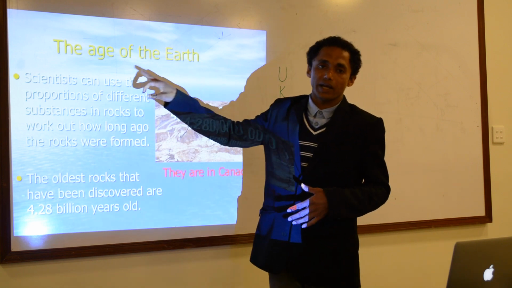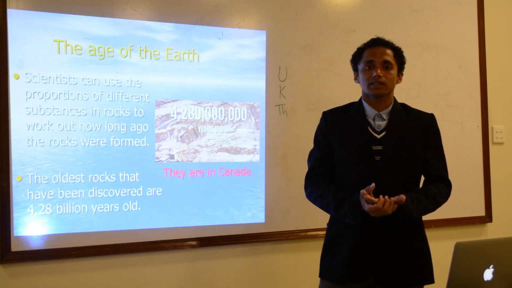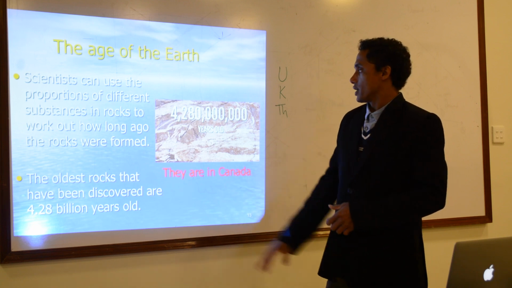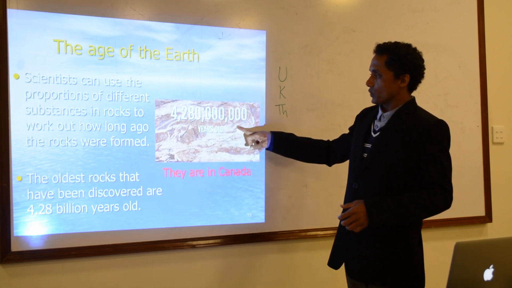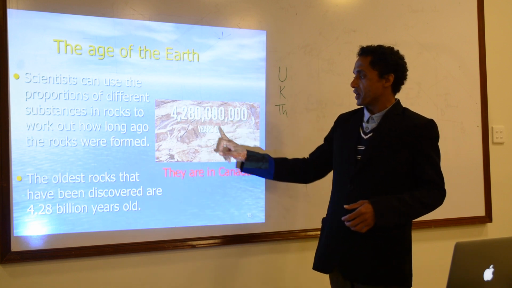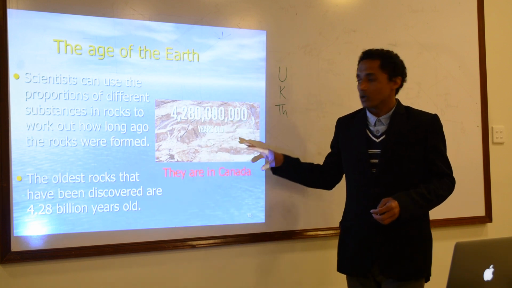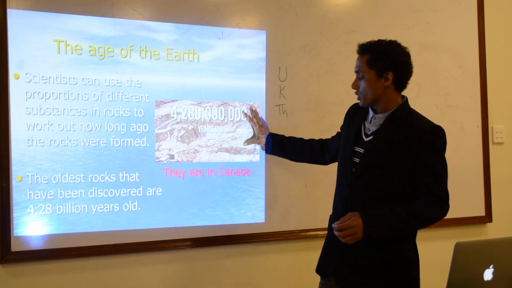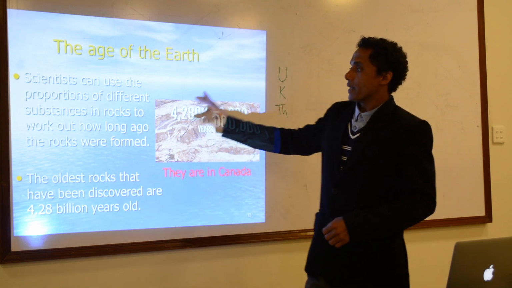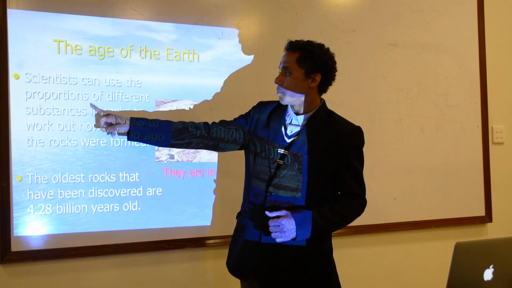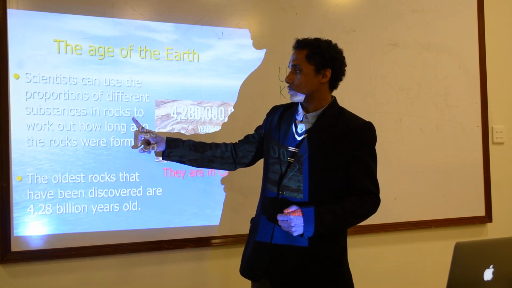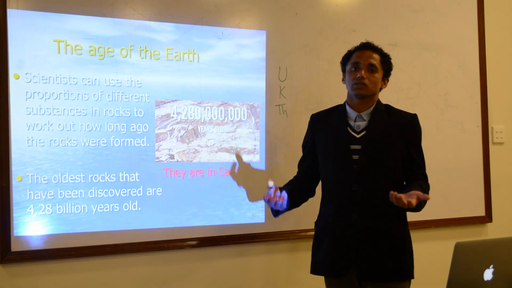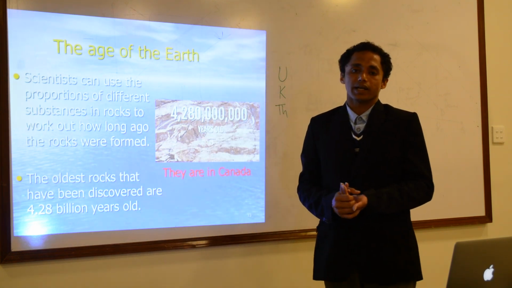This is actually the age of the earth. Scientists have worked for many years to know the age of the earth. You see this graphic, this picture is from 4.28 billion years ago. These stones, or you can say rocks, are very old, right? And scientists can use the proportions of different substances in rock to work out how long ago the rocks were formed.